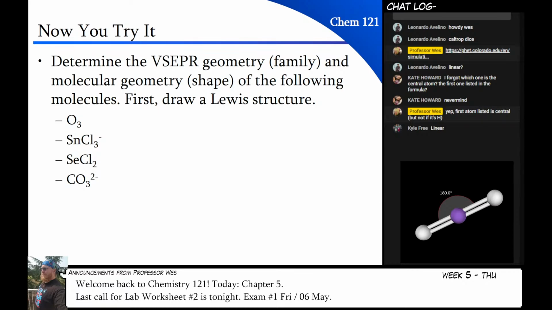All right. I'm going to give you 4 more problems to try. Tell me the VSEPR geometry of each of these, and then tell me the molecular geometry of each of them. Start by drawing a Lewis structure. If you have a choice of how to draw your Lewis structure, try to make it as symmetrical as you can. We'll go over the answers in about 5 minutes, and then we'll take a break. So see you in a bit.